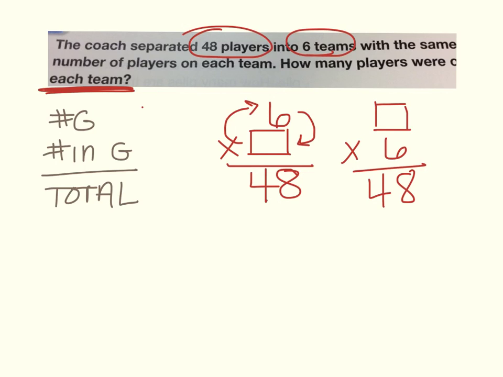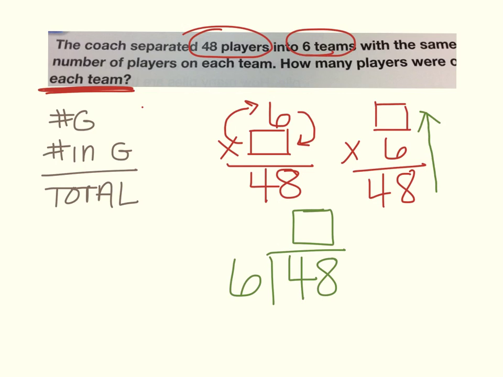But now I've laid it out for a wonderful division problem of inverse operations. It would tell me I could go 48 divided by 6. Well, 6 times what gives me 48? 6 times 8 is 48. So therefore, that inverse operation let me do it as a division problem. So I know that there are 8 on each team. And that means that we're done.